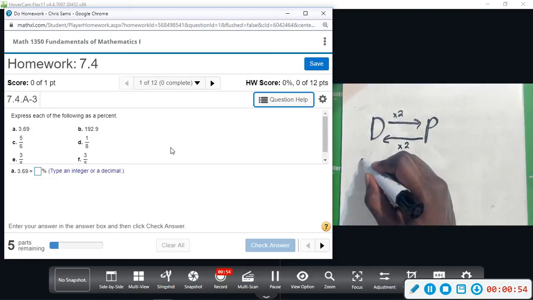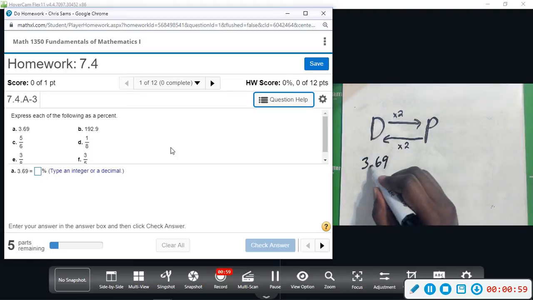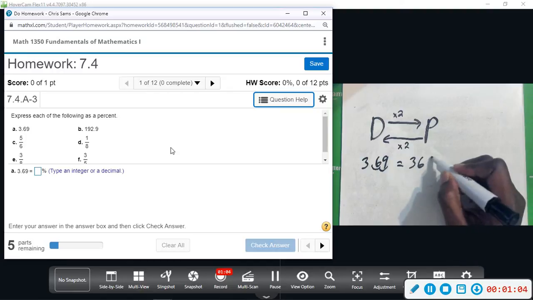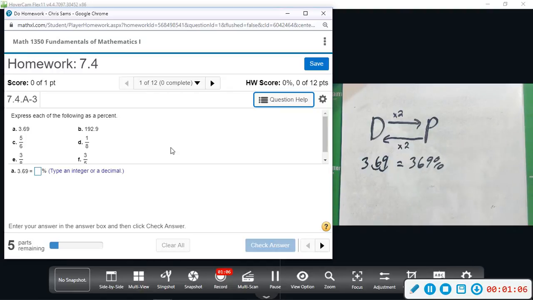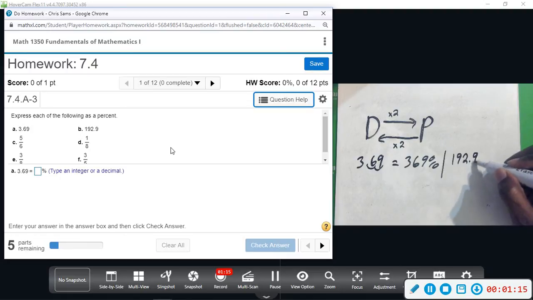So A, we have 3.69. This is a decimal. So to go to a percent, we move it over, and this would be 369%. And same with part B, we have 192.9. We would move it twice. So there's no number here, we have to add a 0. Okay, so this would be 19,290%.